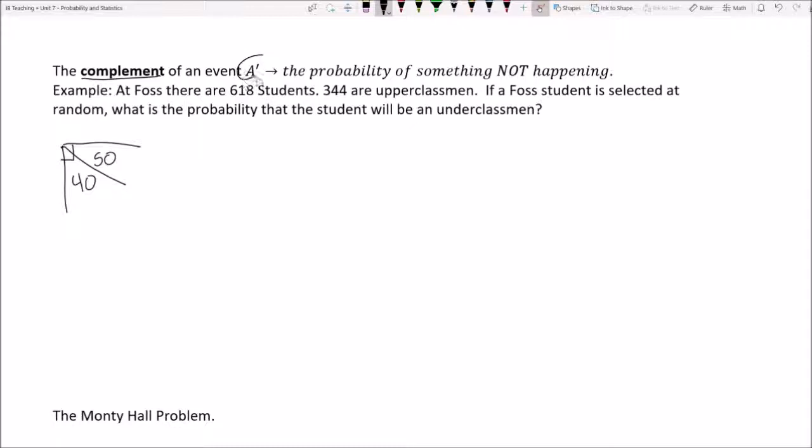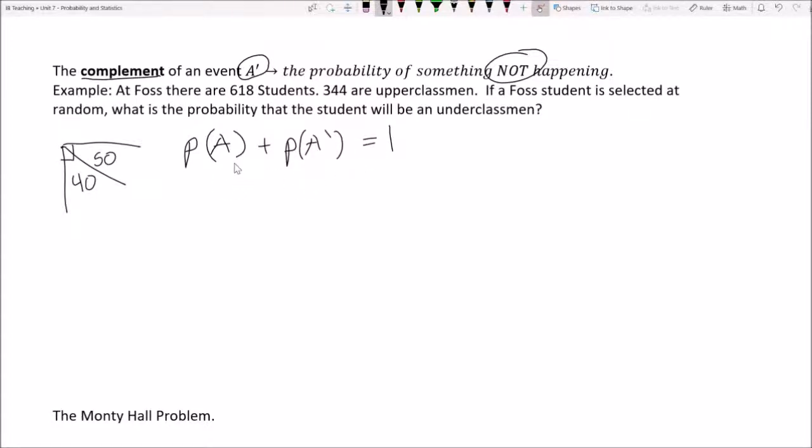The way we write it is right here. I know that sometimes in math that apostrophe is pronounced as prime. However, in probability it's pronounced as complement, so this is a complement. And I want you to think of it as the probability of something not happening. Now, the way it connects to this is that the probability of any event and its complement will always add up to 1, the sum total of everything.